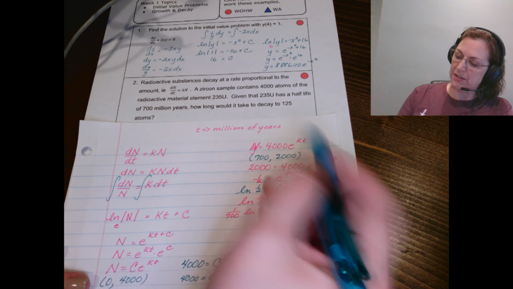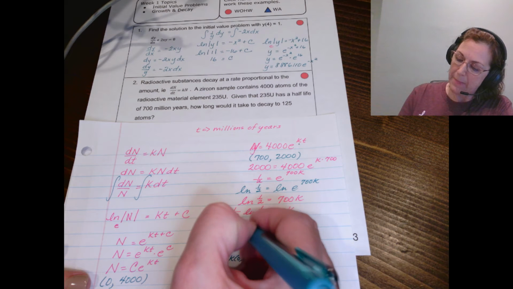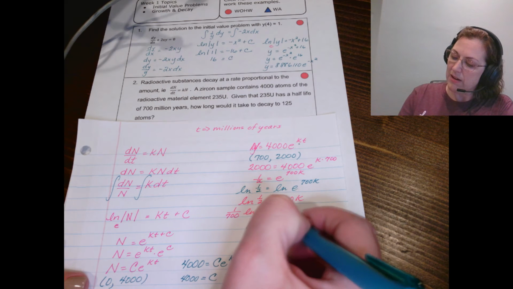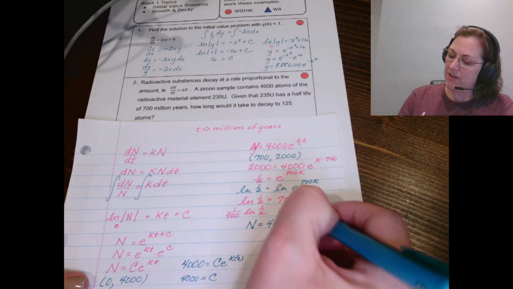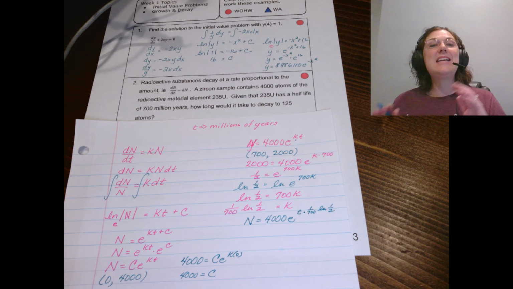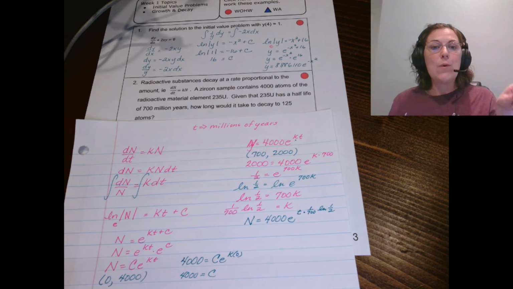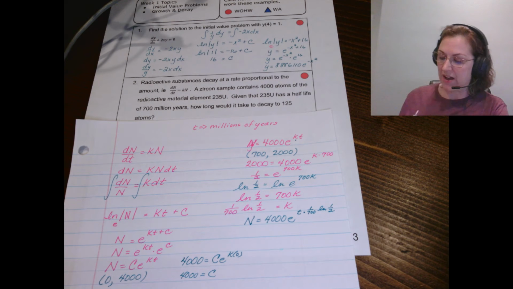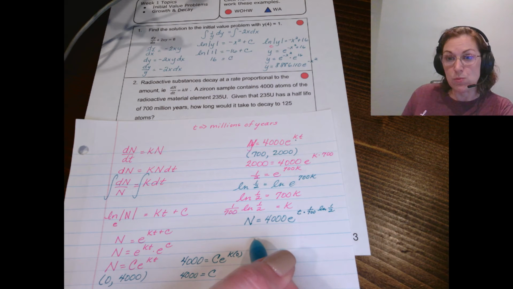Now our equation is complete. We are simply going to substitute this in for n. So I've got that n is 4,000 e to the t times 1 over 700 ln of 1/2. Now we're ready to answer the question. We've done all of that work, and now we need to find out how long would it take for this to decay to 125 atoms? So now we're needing to know, well, what is t when n is 125?